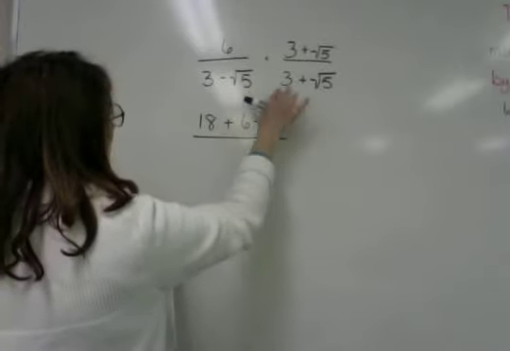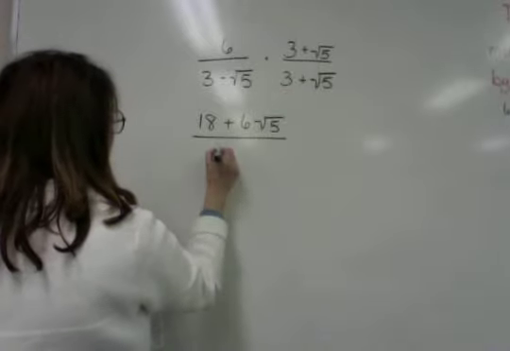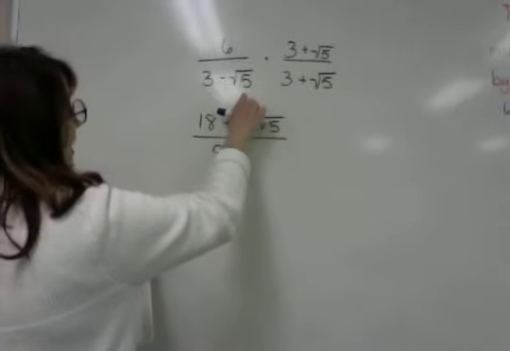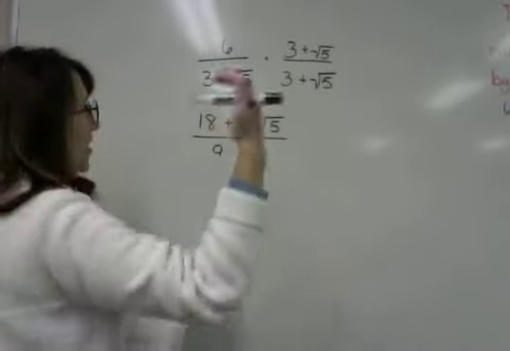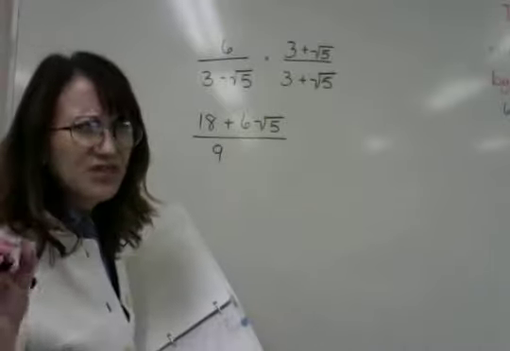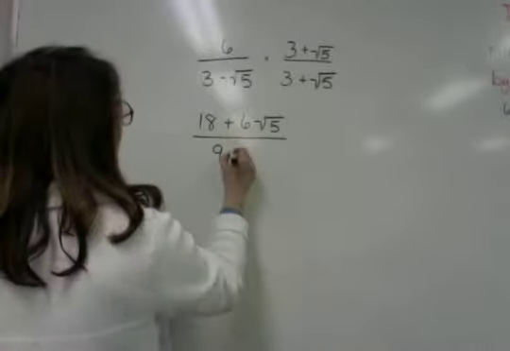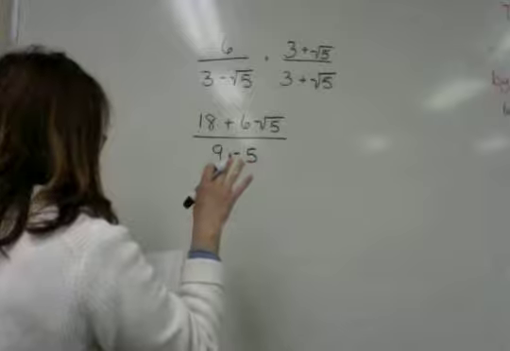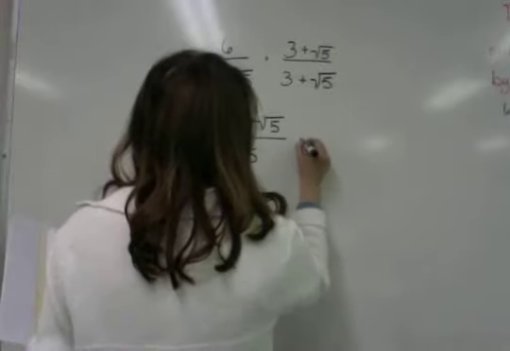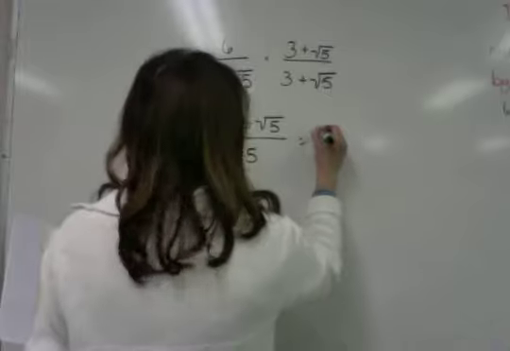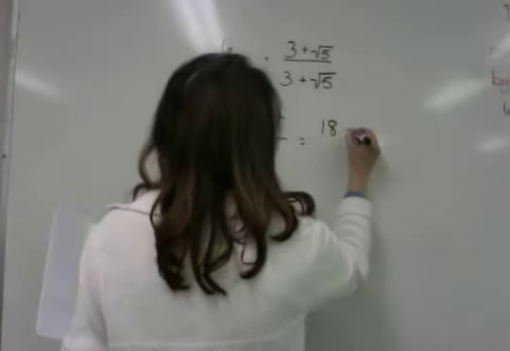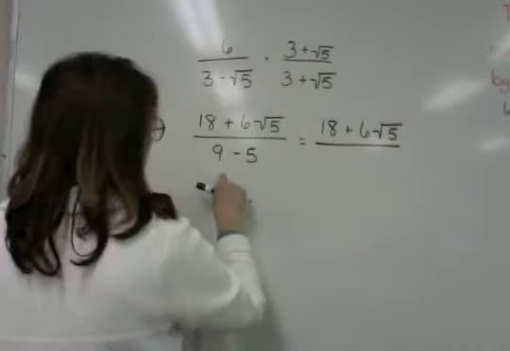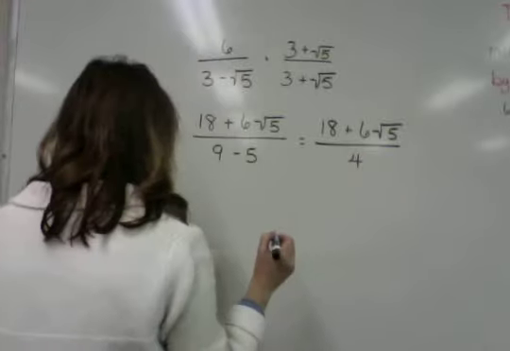What happens here on the bottom? I have 3 times 3, which would be 9. Remember what happened when I radicalized the denominator? If I'm multiplying the radical 5 by the radical 5, it kind of pops out, or it becomes 5 squared if you want to think about it, or it just pops out as 5. So this is going to end up being 18 plus 6 radical 5, and then down here at the bottom, that's going to be 4.